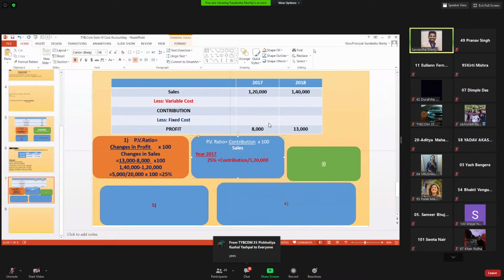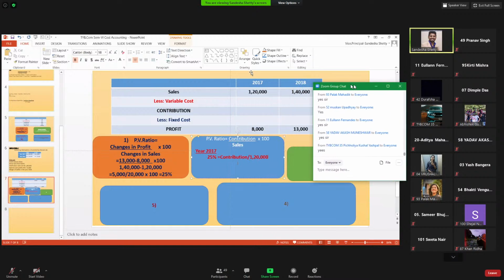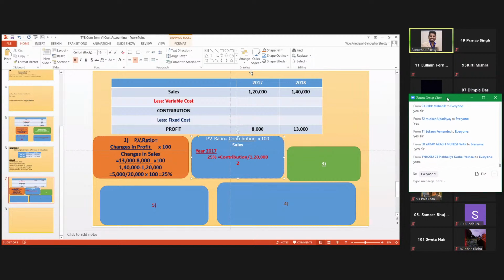Now remember one thing, children: when you are writing 25%, don't put 100 here. If you write 25, then 100 should come on this side. If you are writing 25%, then 100 will not come. Please remember this point. When I am writing 25%, I cannot write 100 on the right side, so 100 should be ignored. Is it okay? Is it clear?